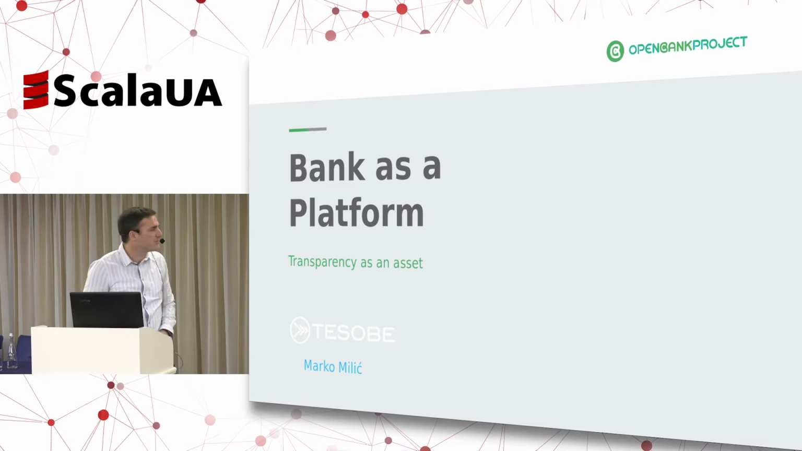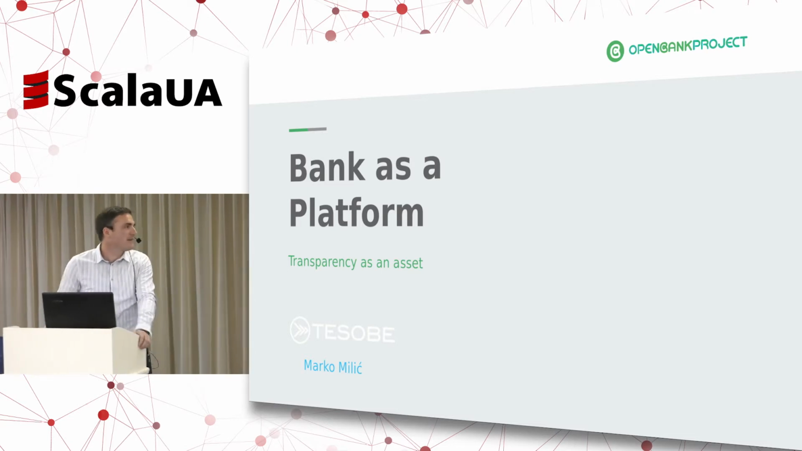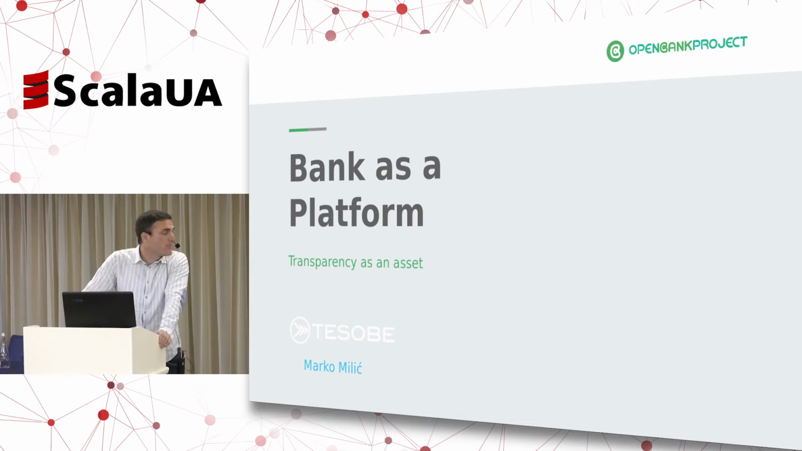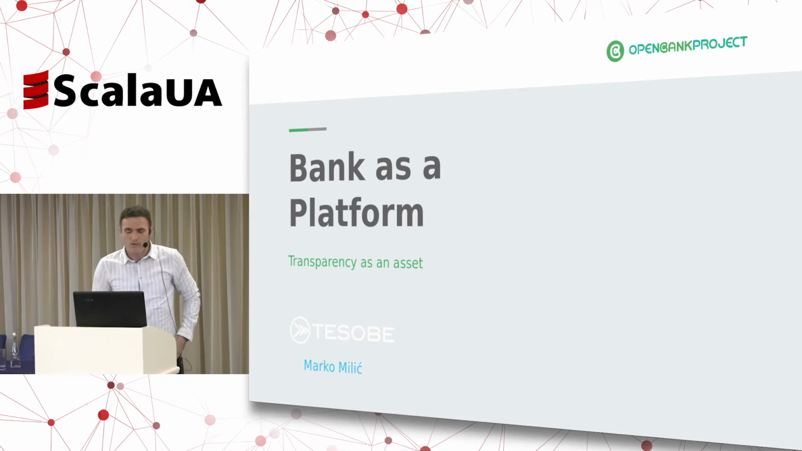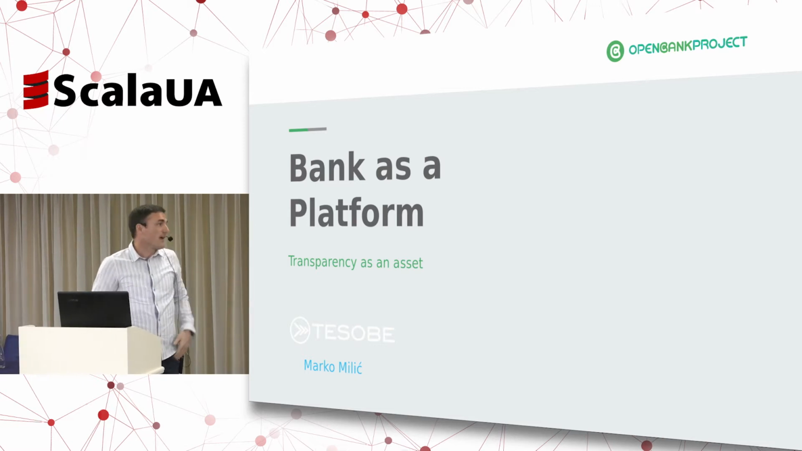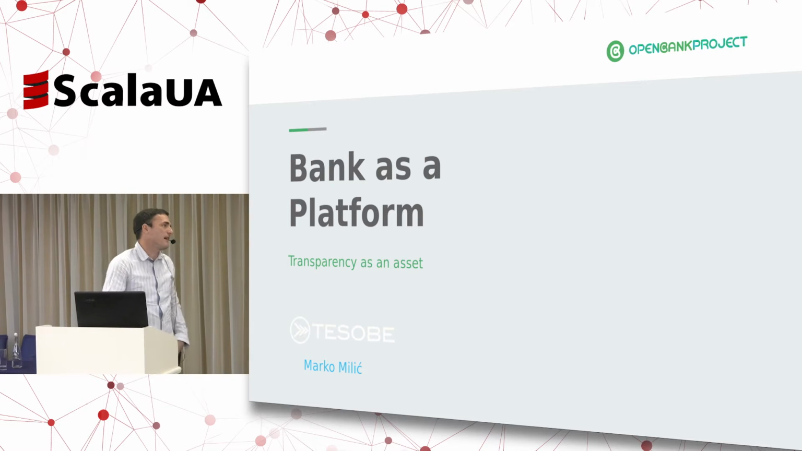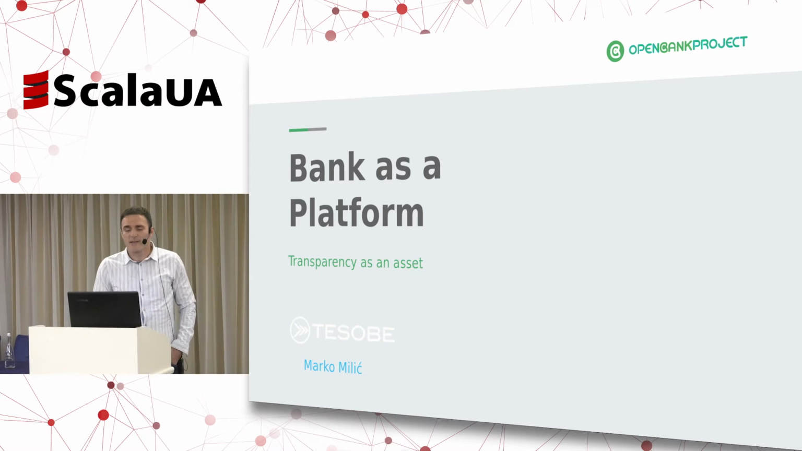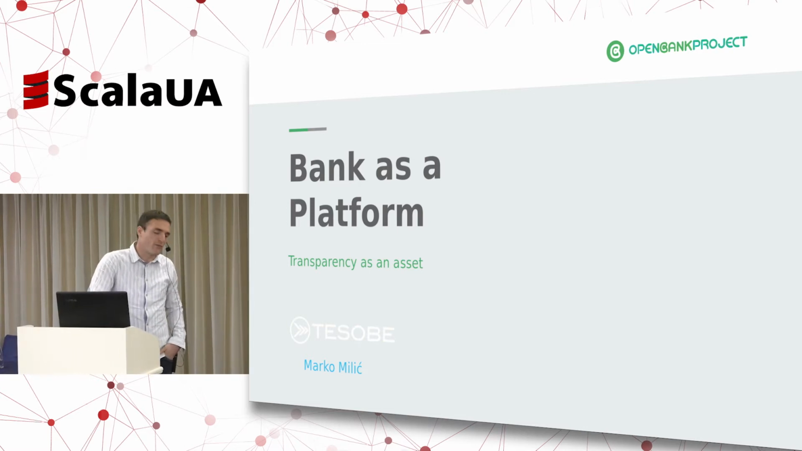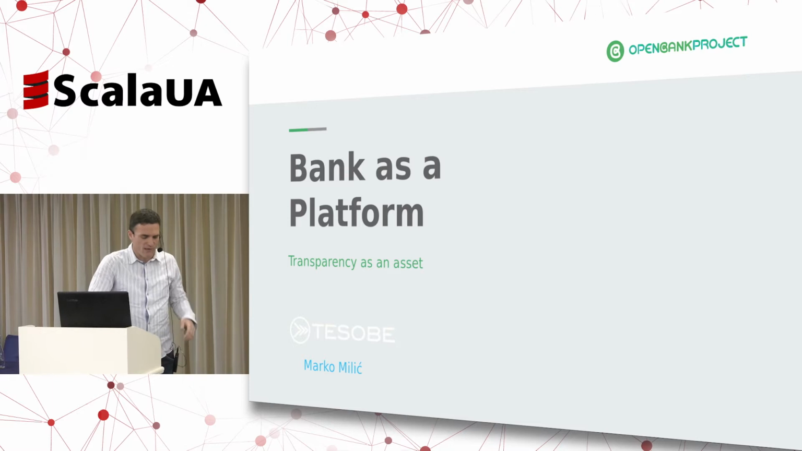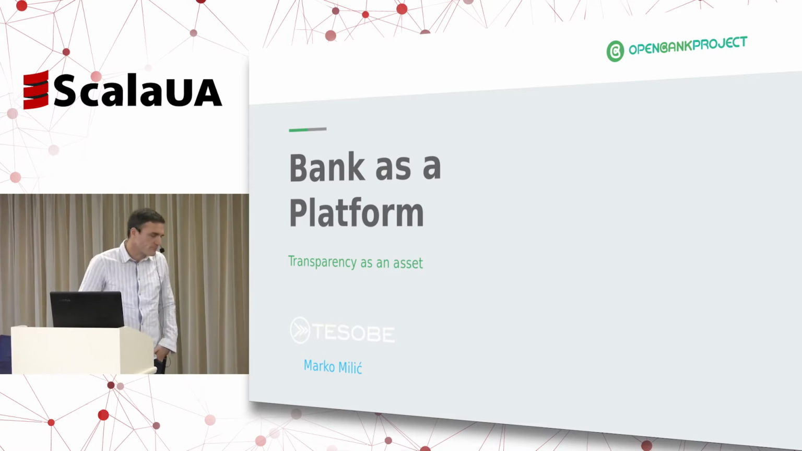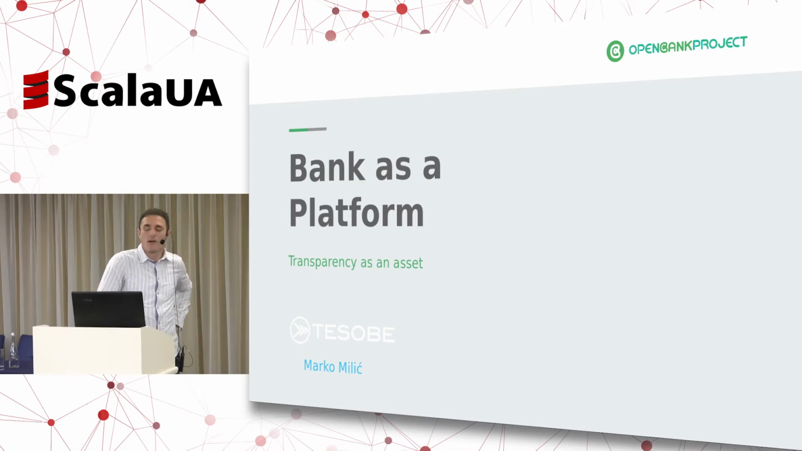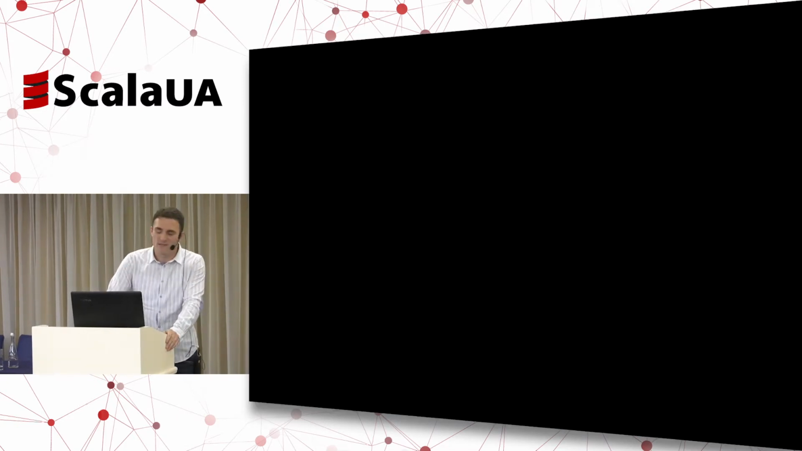Today I will try to explain the idea of the Open Bank Project and what the Open Bank Project really is. As you can see in this title, bank as a platform and transparency as an asset. So the main idea of the Open Bank Project is to provide all the functionality which banks provide to customers over a platform, an API platform in this case.